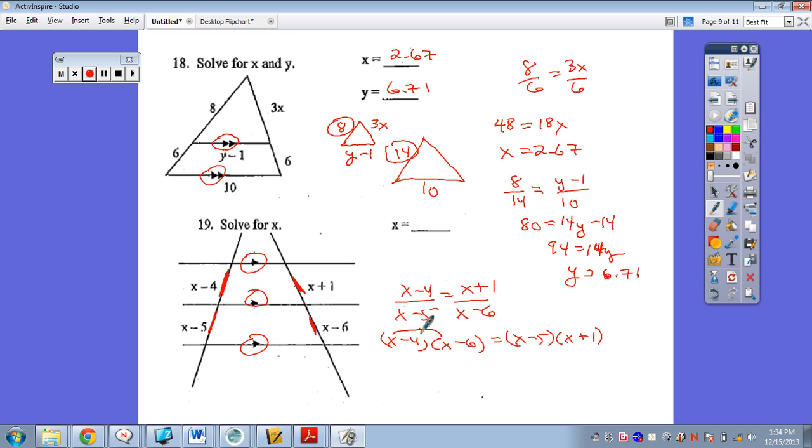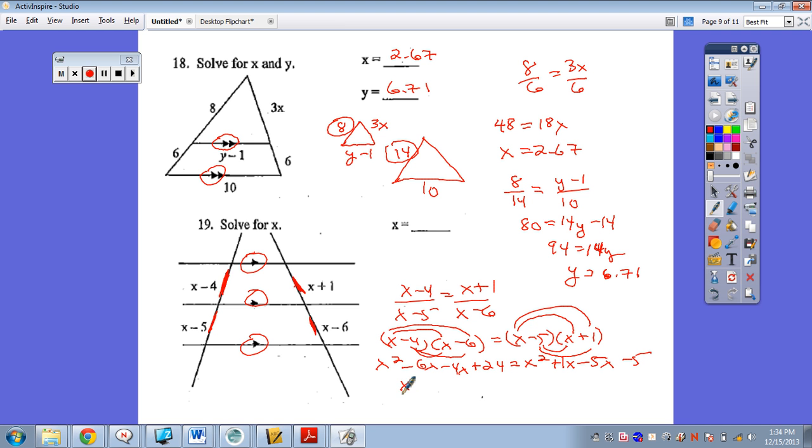So when you FOIL the first, okay, you got x times x, which is x squared. x times negative 6 is negative 6x. Negative 4 times x is negative 4x. And negative 4 times negative 6 is a positive 24. On the right, you're going to have to FOIL this too. x times x is x squared. x times 1 is 1x. Negative 5 times x and negative 5 times 1 gives you negative 5x and negative 5.